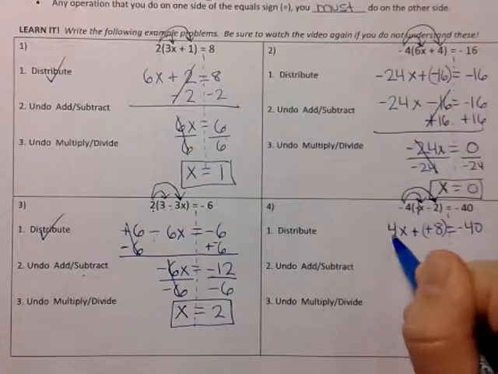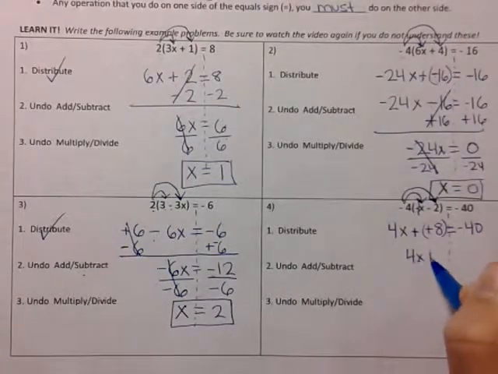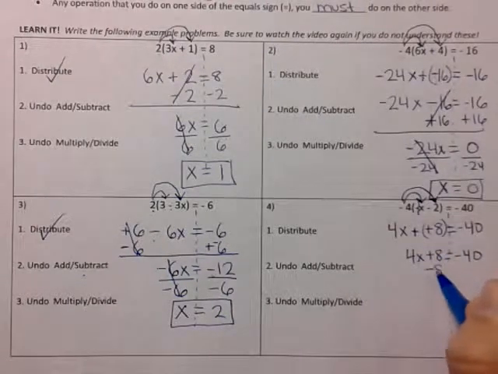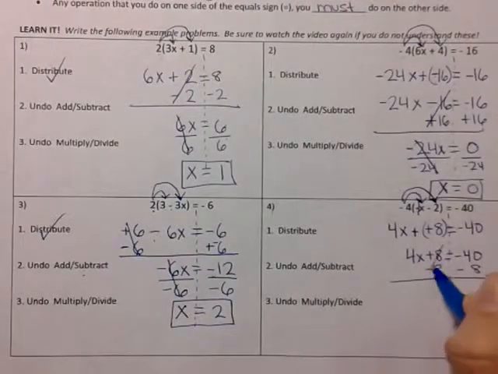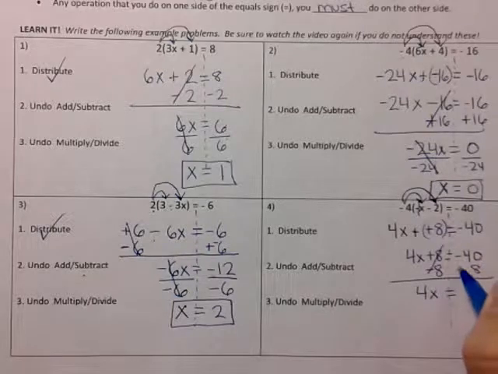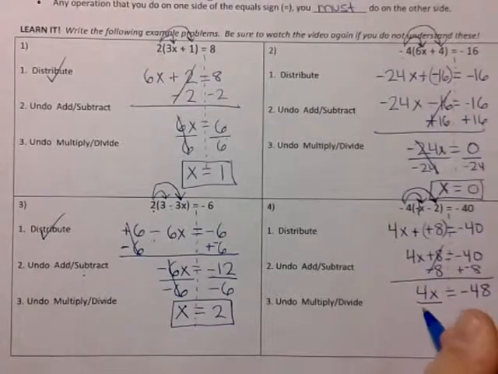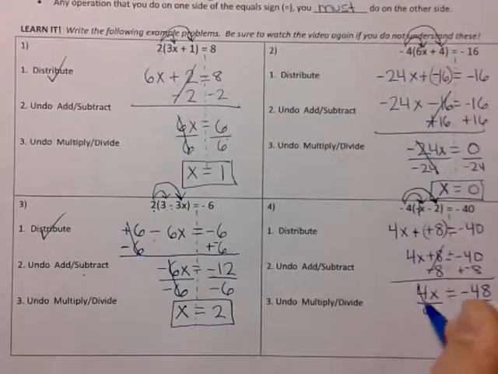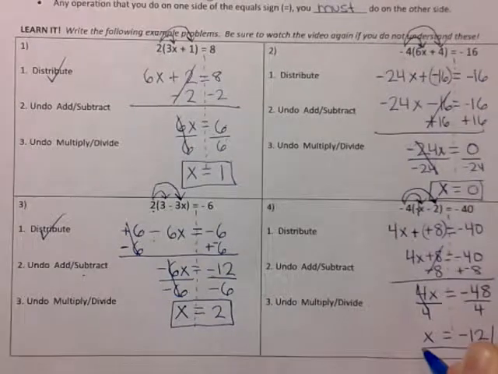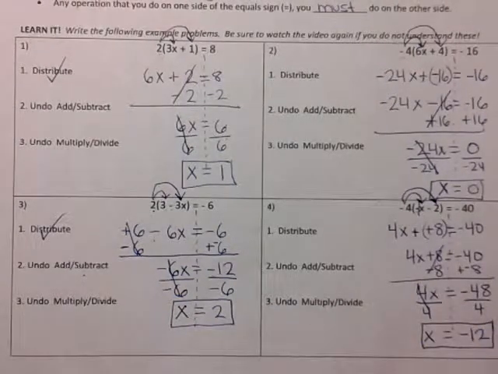Now, minus a negative is the same as plus a positive. So now I have 4x, or rewrite it, 4x plus 8 equals negative 40. So I'll subtract 8 from both sides. These cancel out, and I have 4x equals negative 40 minus 8, or plus a negative 8, which is negative 48. Then I divide both sides by 4, and I am left with x equals negative 48 divided by 4, which is negative 12. Now it's time for you to practice.